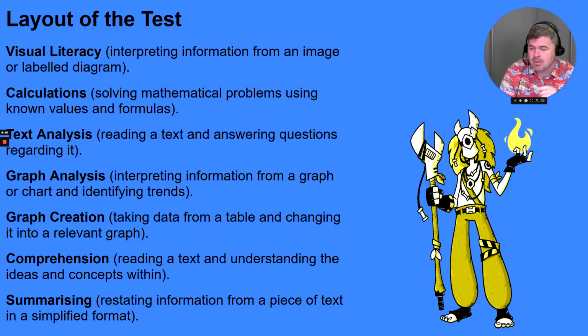You need to practice. So we have visual literacy, calculations, text analysis, graph creation, comprehension, and summarizing. 7 different areas. With visual literacy, you have to interpret what a picture is telling you. So if I gave you a labeled diagram or something and I asked you questions about it, using the picture, you could answer them. Calculations is just solving maths problems. You will be provided with the formula during the test. So all you have to do is read through the question carefully, use the formula correctly, and then provide working out and then a final answer.